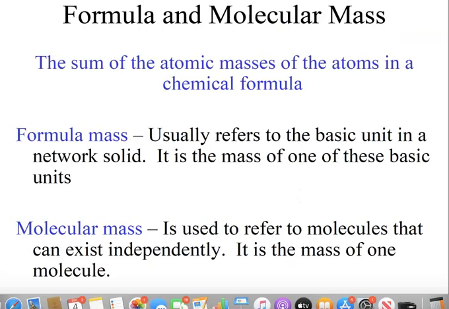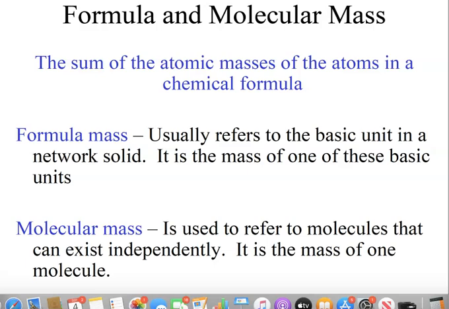First of all, some definitions. Formula and molecular mass are the sum of the atomic masses of the atoms in a chemical formula. So why two different names? Formula mass is referring to the basic unit in a network solid, and it's the mass of one of these basic units. Remember, ionic compounds exist in networks in a lattice structure.